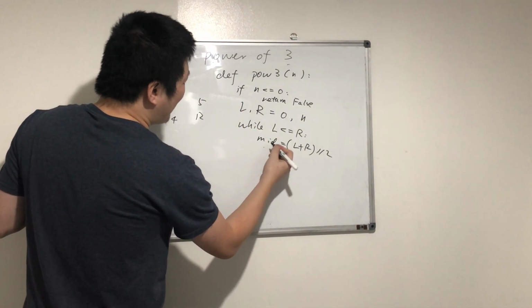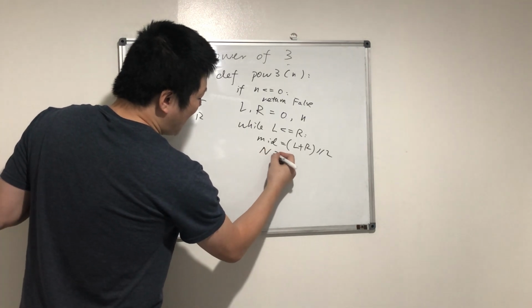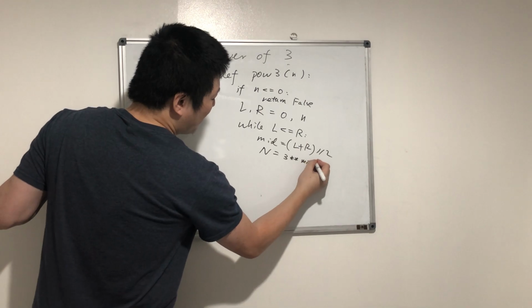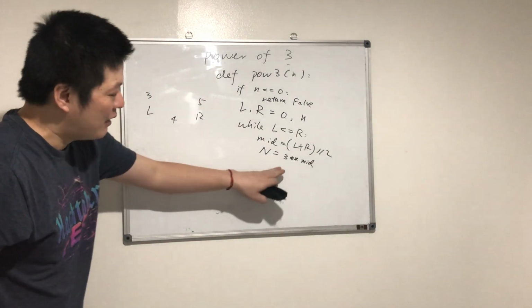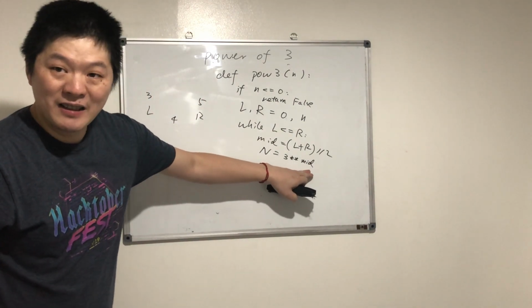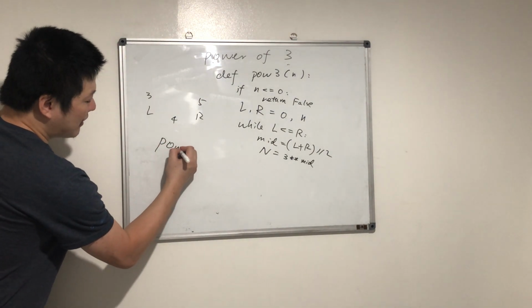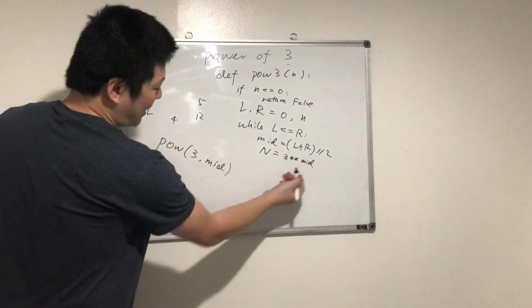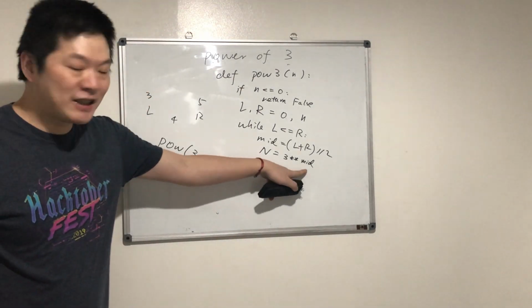Okay, let's calculate this big n value. n equals 3 times mid. What does it mean? It is 3 to the power of mid. This is the same thing as power, you can use this 3 power mid. It's the same thing, okay? You can write it as well. Then I calculate this mid.